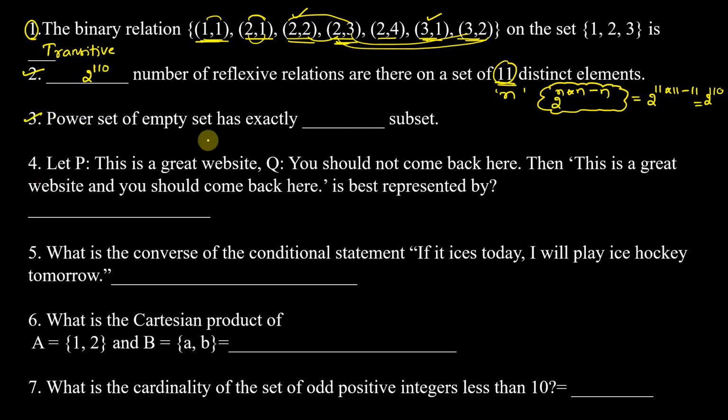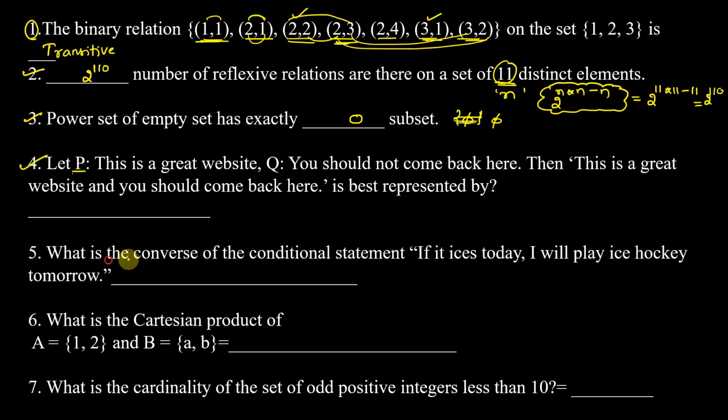The third question: the power set of the empty set has exactly dash. What is the empty set? Phi. The power set of the empty set contains the empty set, so it has zero subsets, meaning there are no subsets. The power set of the empty set has exactly zero subsets because the empty set is phi, and phi does not have any subsets.